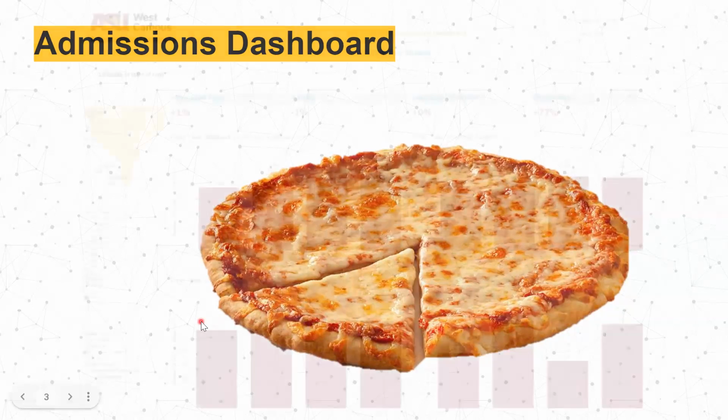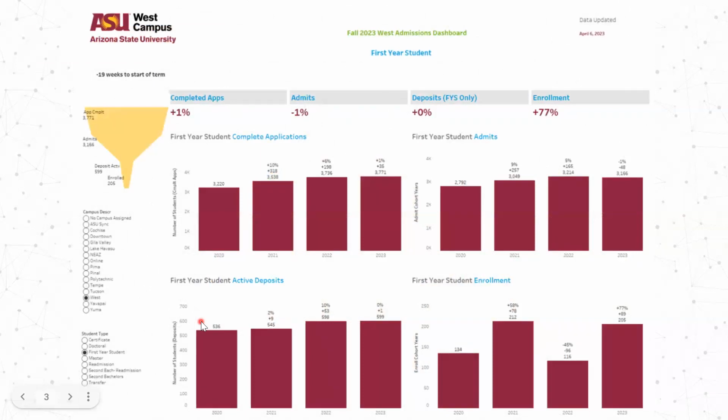So for example, the admissions dashboard is simply going through our admissions cycle. We've got some KPIs at the top. We see our completed apps, our admits, our deposits, our enrollments. We can see a funnel to the side, and we have some filters. But as we go through the admissions dashboard, we're just going to get that type of data.